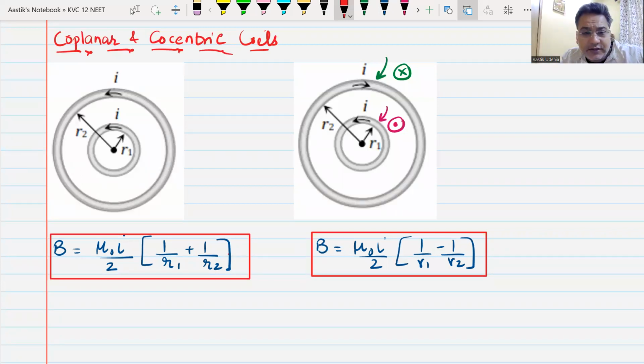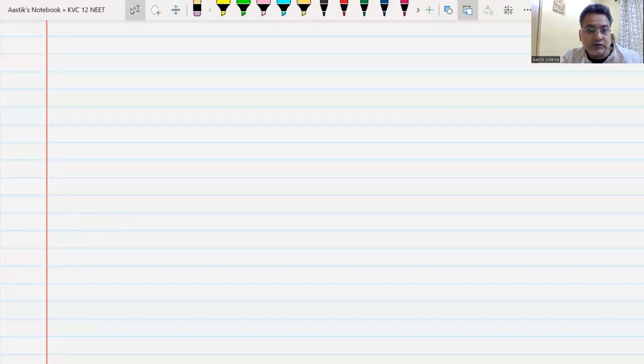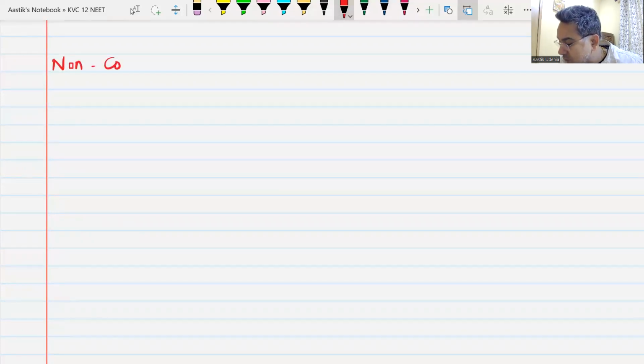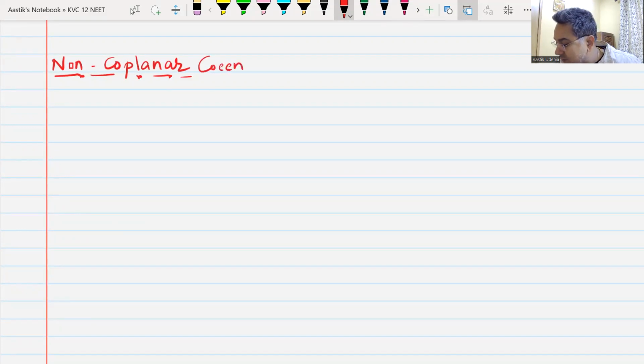Then there is one more case that we should remember. In this case, the coils are not in the same plane. So the coils are not in the same plane. It is non-coplanar. But they have the same center. So we call it non-coplanar concentric coils.